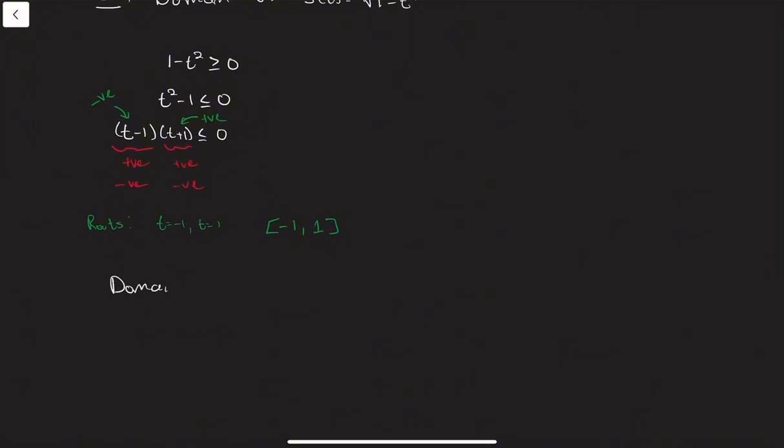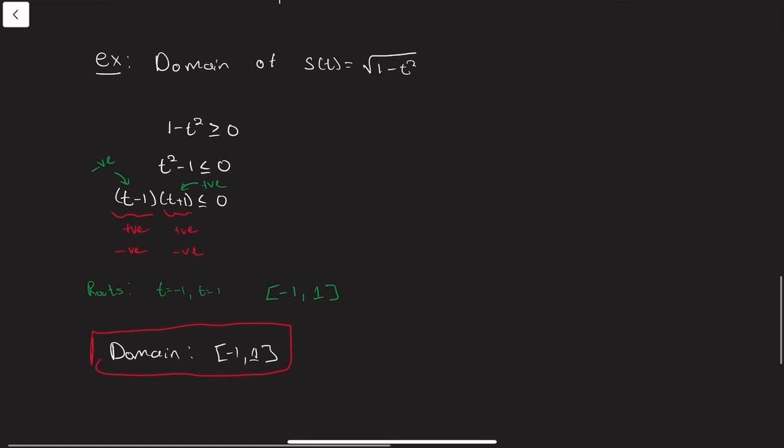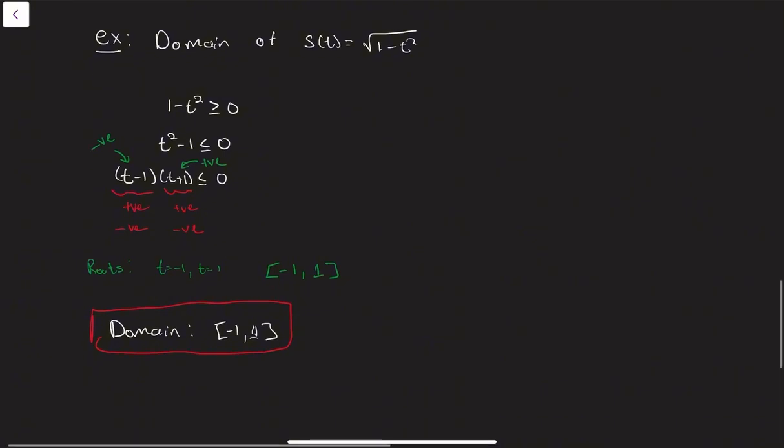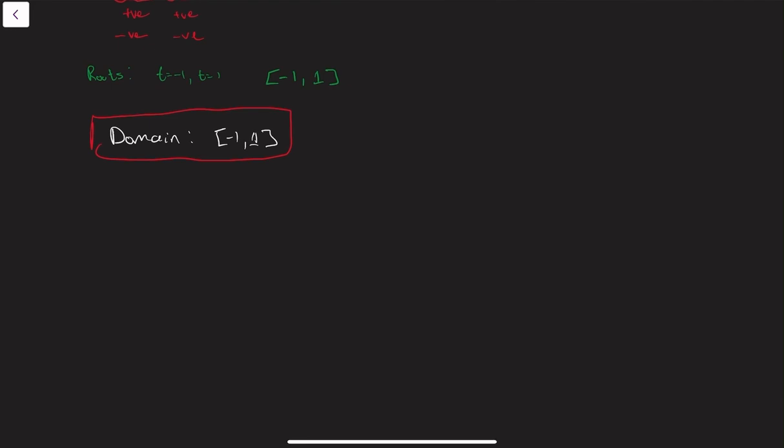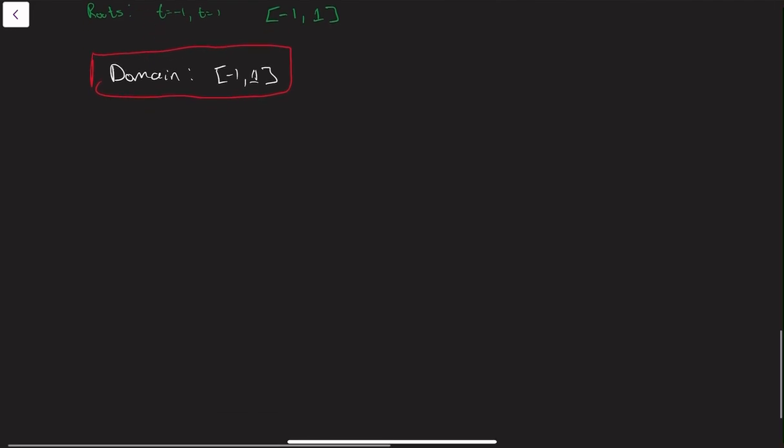Domain is -1 to 1, and I'll box that, because these are the only values of t that can be satisfying this function. So that's good. A bit of review of the inequalities, as well as touching on this new section in domain and range.